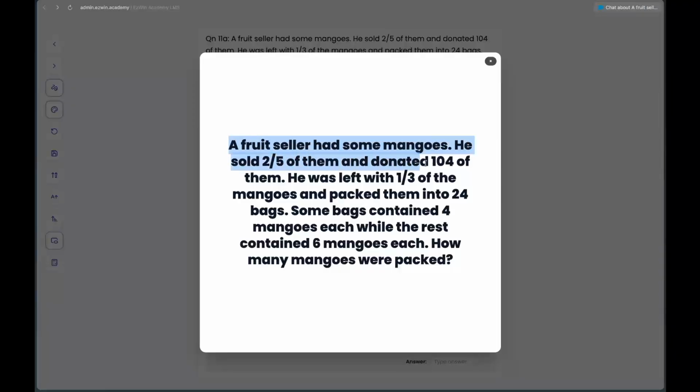He sold 2/5 of them and donated 104 of them. He was left with 1/3 of the mangoes and packed them into 24 bags. Some bags contained 4 mangoes each, while the rest contained 6 mangoes each. How many mangoes were packed?